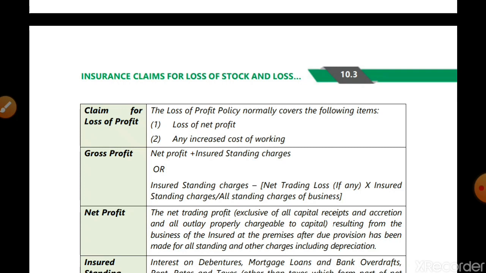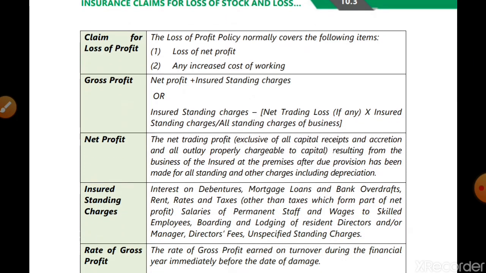Gross profit: net profit plus insured standing charges, or insured standing charges minus net trading loss, if any, into insured standing charges divided by all standing charges. This is what gross profit means. Generally, gross profit means the net profit of the previous year plus insured standing charges. How to get net profit? Net trading profit exclusive of all capital receipts and ascertained all outlay properly charged to.